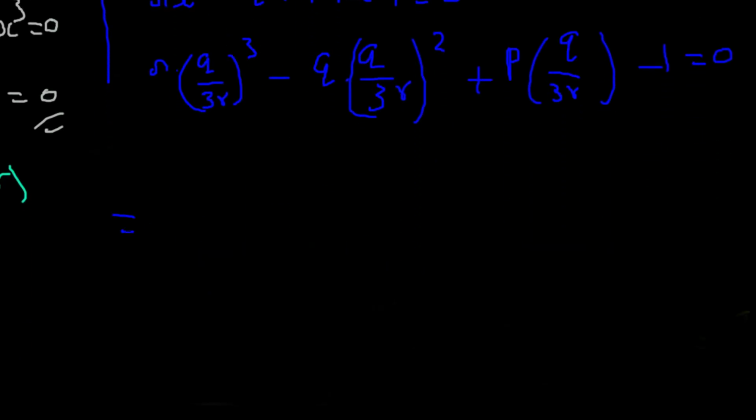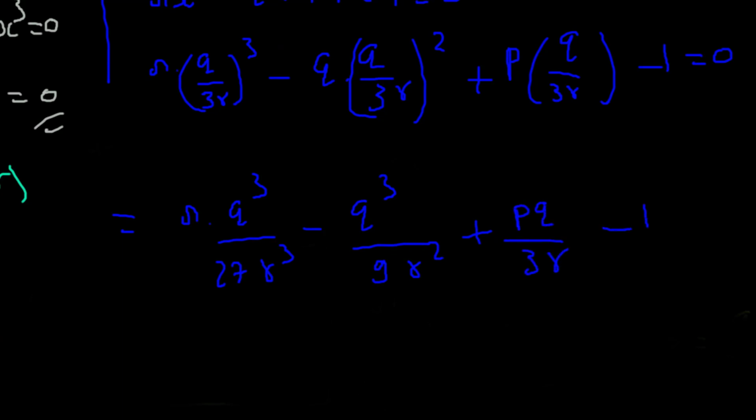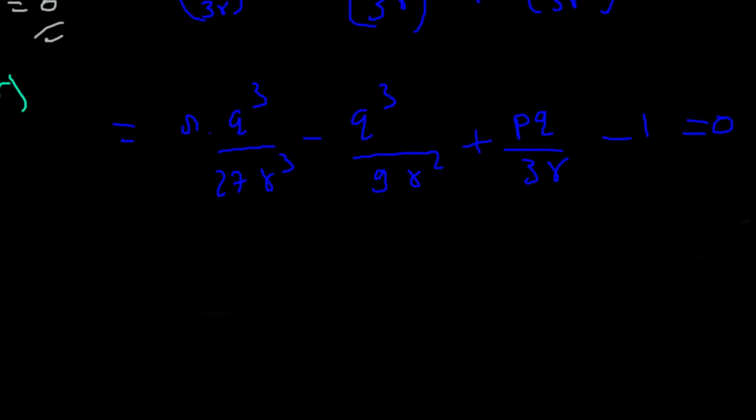It's very basic mathematics now, and as you know, I'm such a great guy. I'm going to tell you guys how we're going to solve this thing. Okay. q cubed, 3 into 3 is 9, by r squared, plus pq by 3r minus 1 is equal to 0. Now let's see how we are going to simplify this equation.